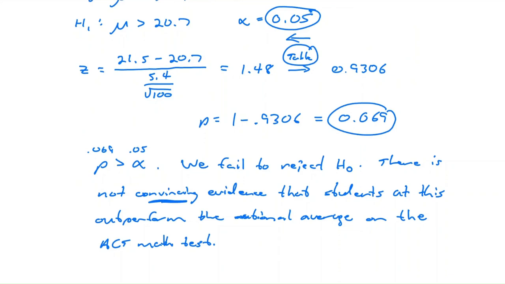There's not enough there to put into some journal with authors' names and publications and things like that to say, yes, we have convincing evidence that our students do better. They maybe do, but we just can't say that with certainty. So that's how a hypothesis test works.